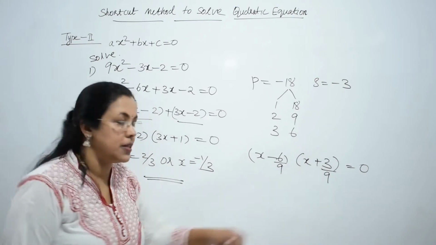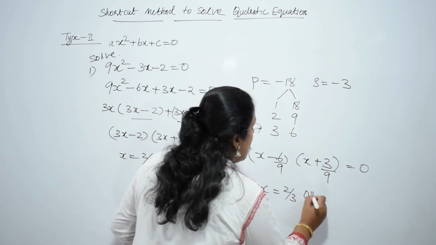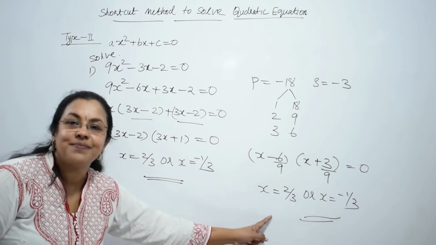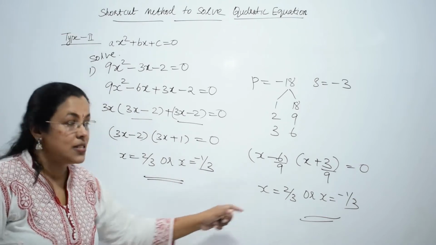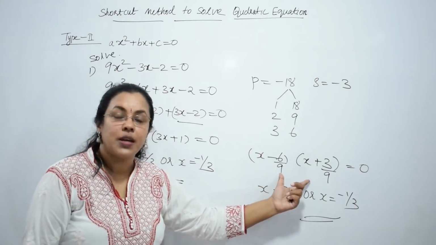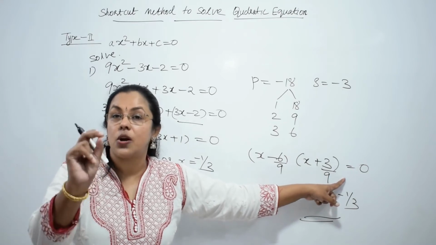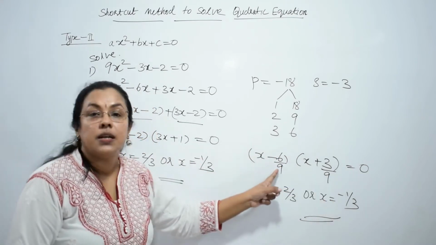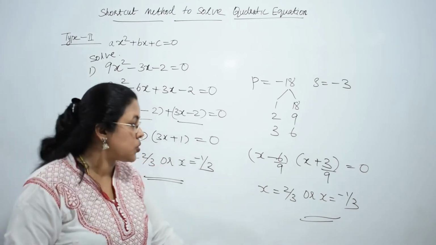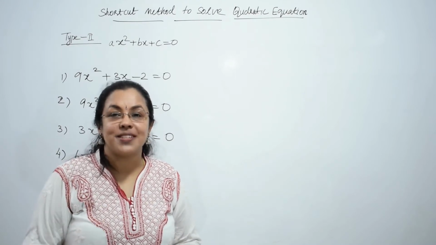Cancelling common factor, we get x is equal to 2 by 3 or x is equal to minus 1 by 3. Look here, isn't it very simple? Just find the numbers like this before. Write it as it is, x minus 6 into x plus 3. It is not completed. Divide the constant term using the coefficient of x square. We will get the answer. Let us practice some more questions.